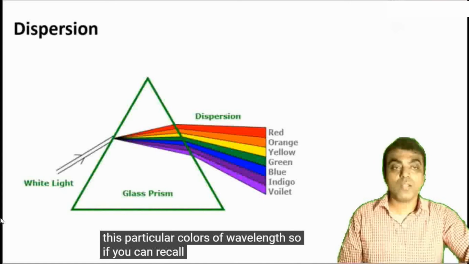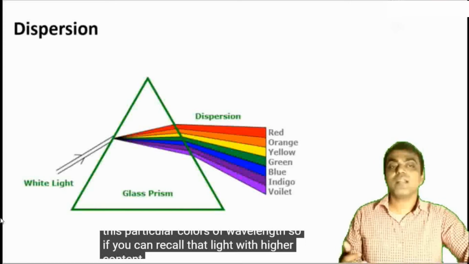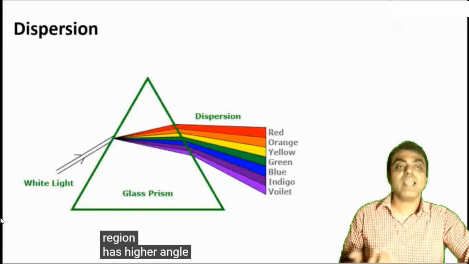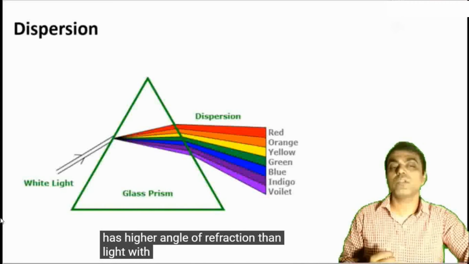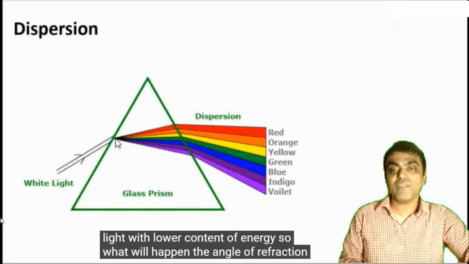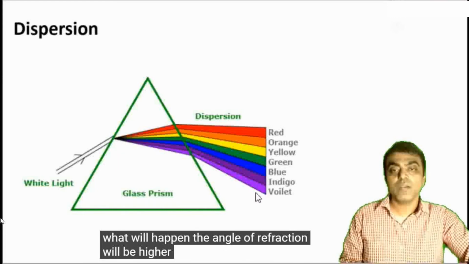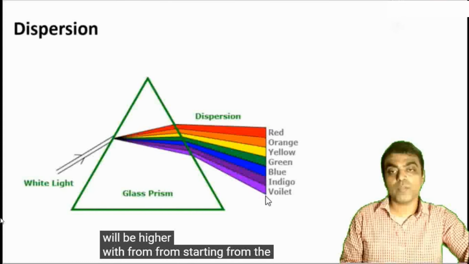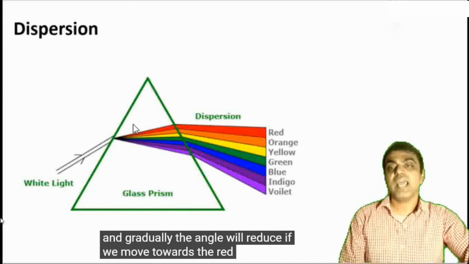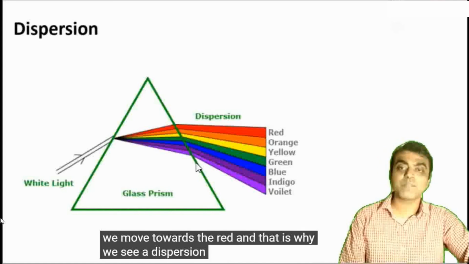So if you can recall, light with higher content of energy, so obviously the blue region, has a higher angle of refraction than light with lower content of energy. So what will happen? The angle of refraction will be higher starting from the blue, and gradually the angle will reduce if we move towards the red. And that is why we see a dispersion.